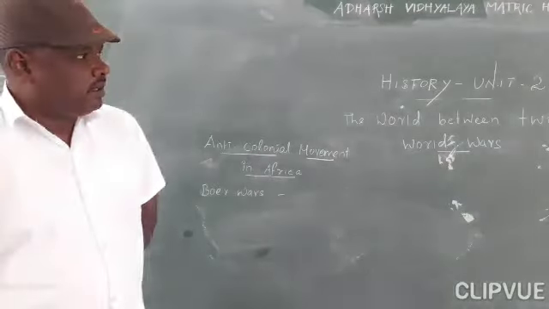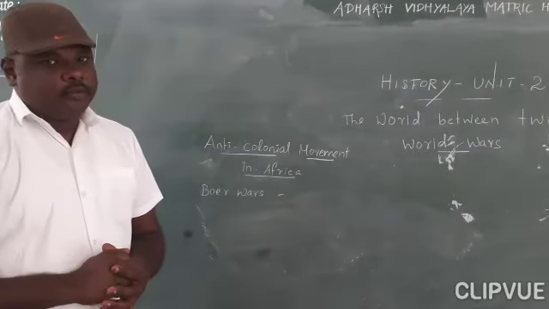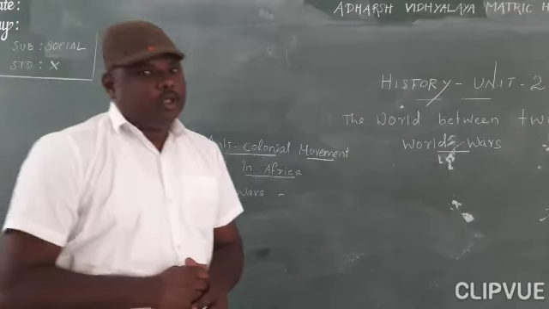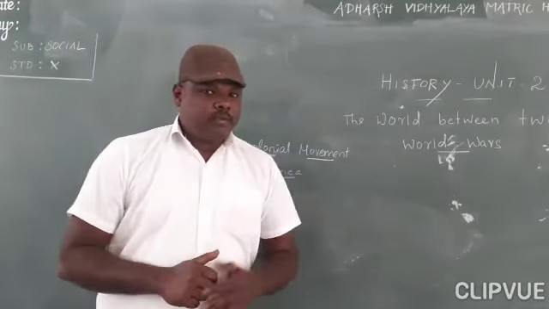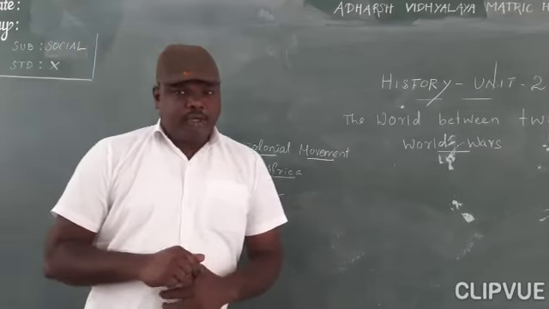Okay, now we are in the second unit of history, the world between two world wars. Last class we learned about the decolonization of India. Today we'll move to the decolonization movement in Africa.